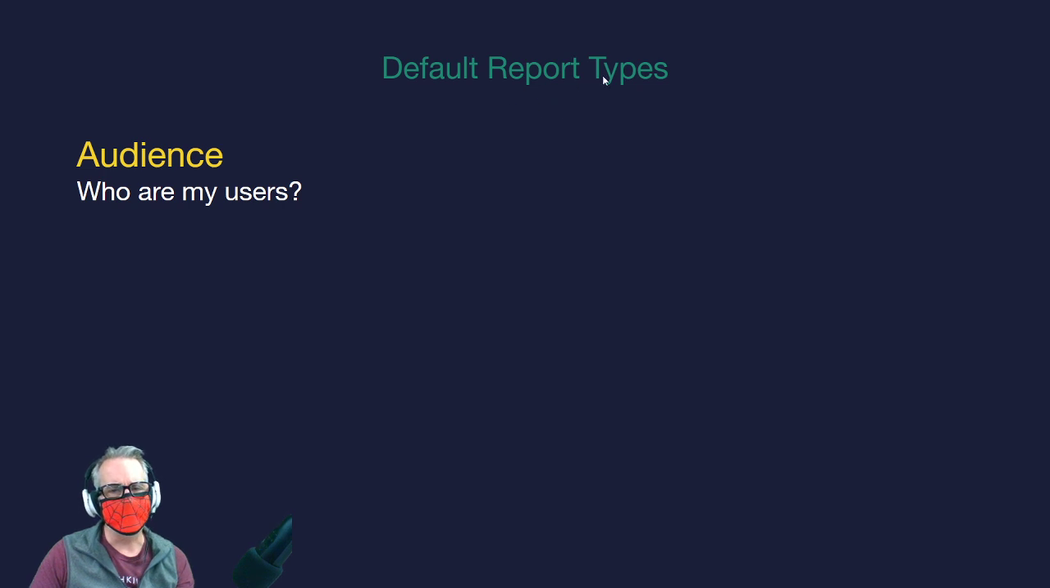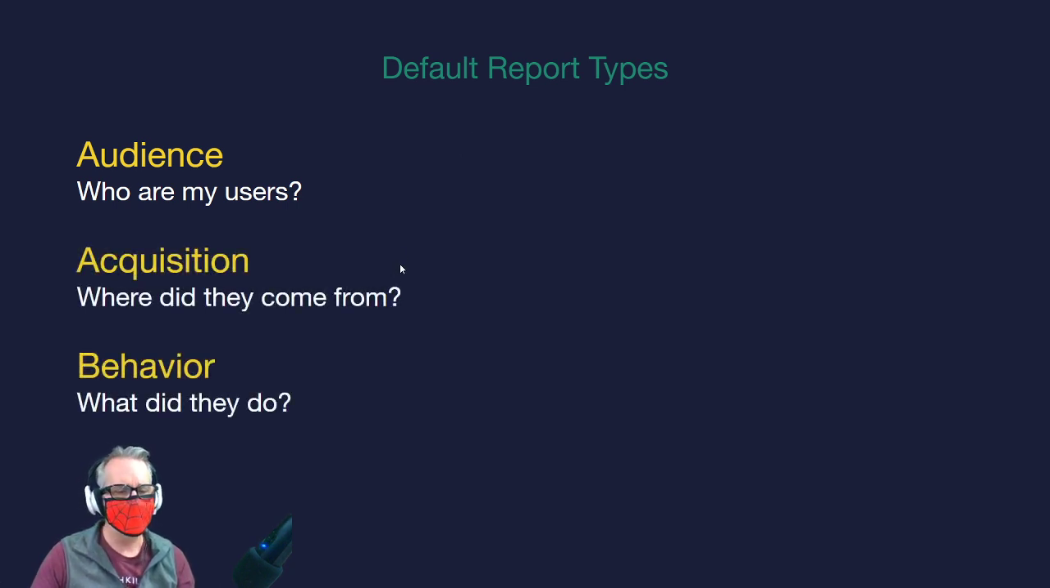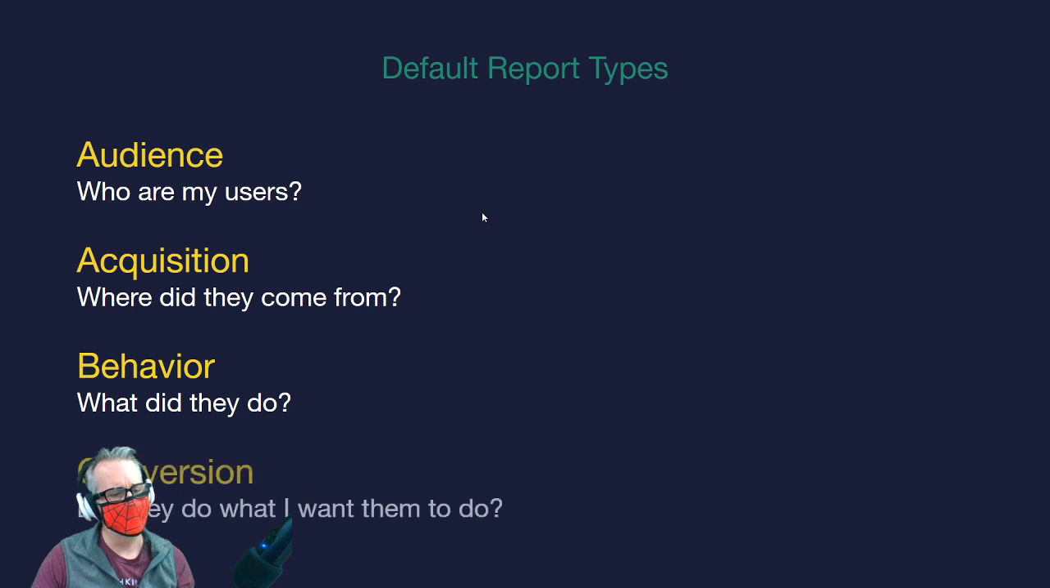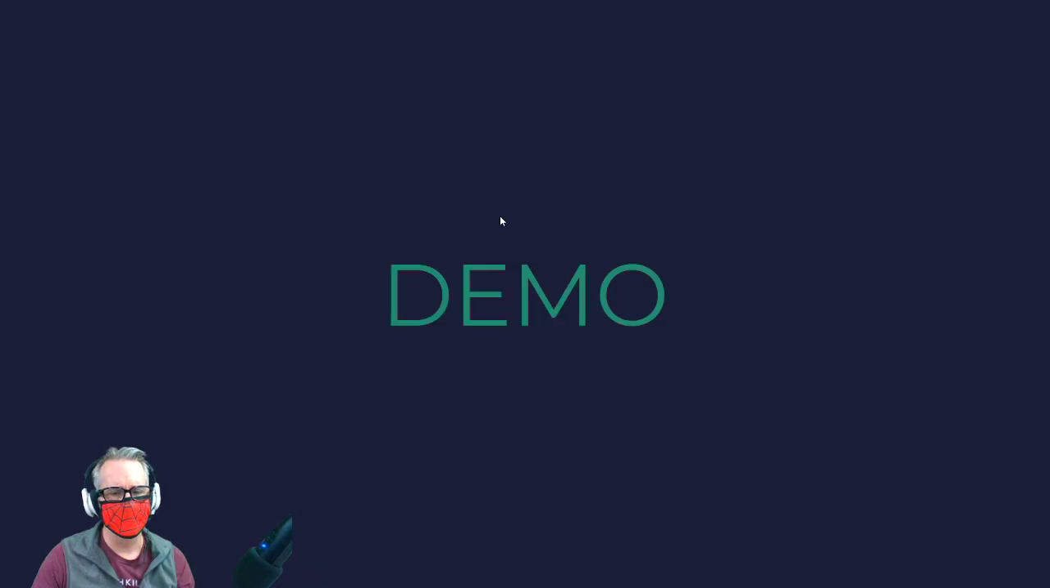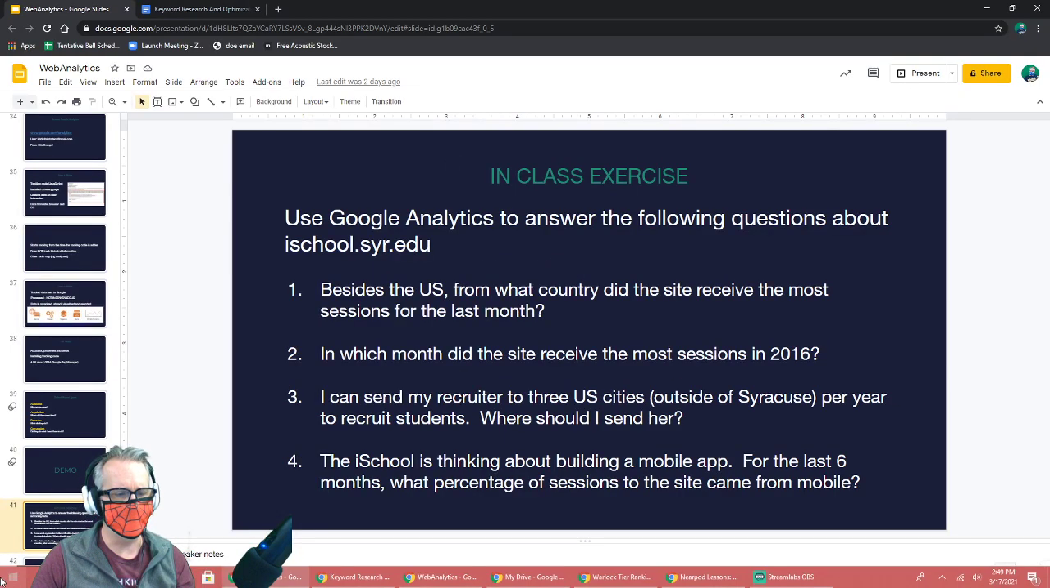All right. Default report types. Things that you can think about are: who are the people using my website? Where are they coming from? Behavior. What do they do? And did they perform some kind of conversion action? All right. We're going to get into this later, but let me show you a little bit.